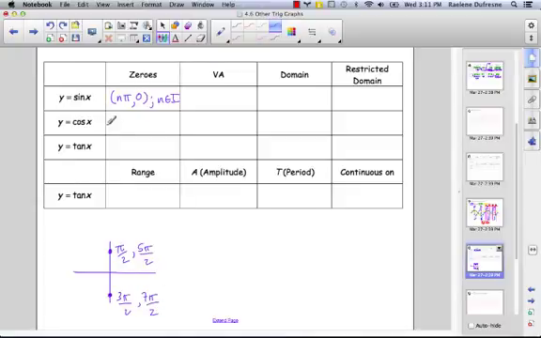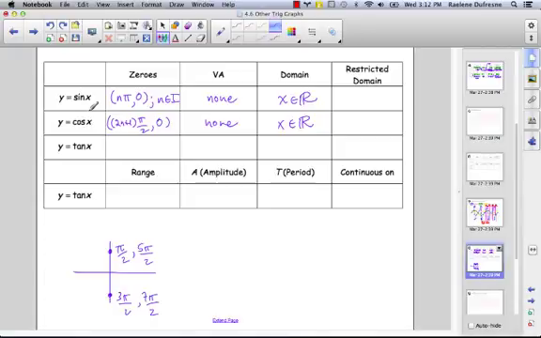So the zeros of cosine are at the odd, 2n plus 1, pi by 2's with a y-coordinate of 0. I don't have room to write n contained in the integers. Please know that the n is an integer. The sine function has no vertical asymptotes, neither does the cosine function, and the domain for each is unrestricted. It has no domain problems. In other words, you can take the sine or cosine of any angle, quadrantal, non-quadrantal, principal, coterminal.